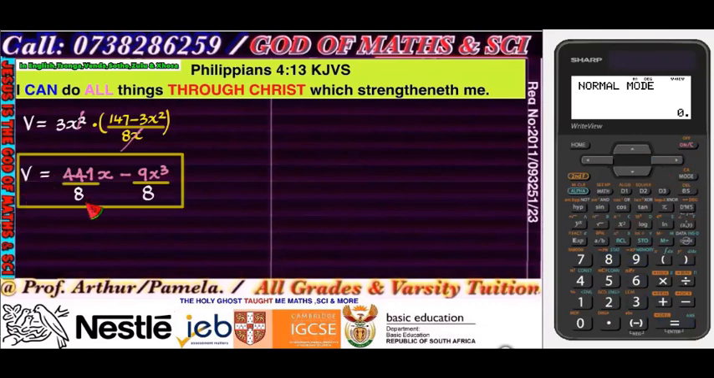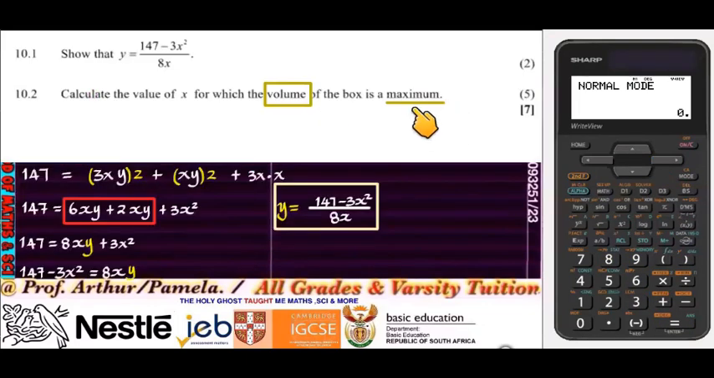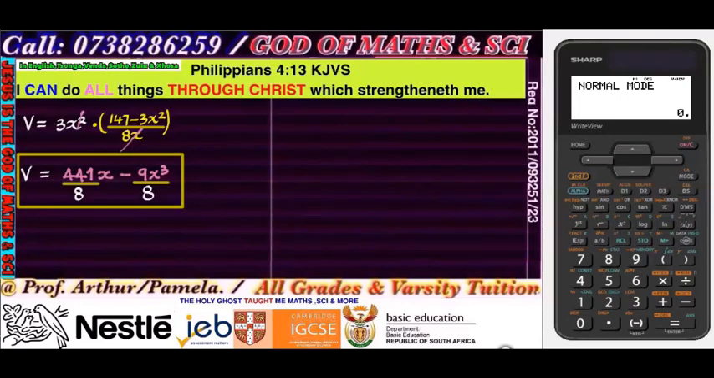So from the box we need to derive now, because we're talking about maximum. They say calculate x. They didn't say calculate maximum volume. So once we get x, we're done. So I'm going to write, for volume maximum, let the first derivative of the volume equal 0. So let's derive.